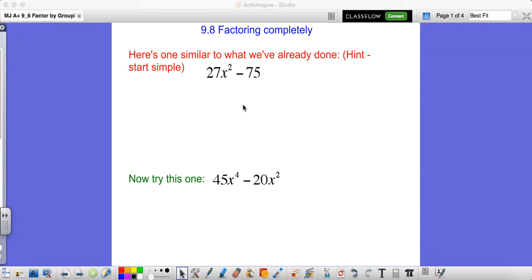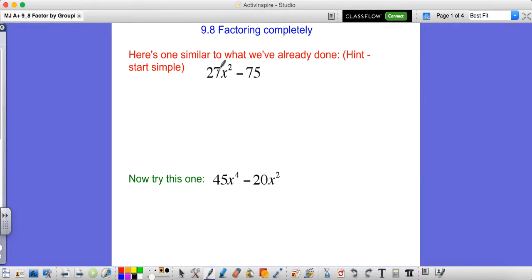So this will involve factoring out monomials. It might use difference of squares. It might just use our standard factoring. It might use more difficult factoring with an X box. It's basically just compiling everything we've learned in chapter 9 and wrapping it up into one section. So we're going to start with being asked to factor something similar to what we've already done.